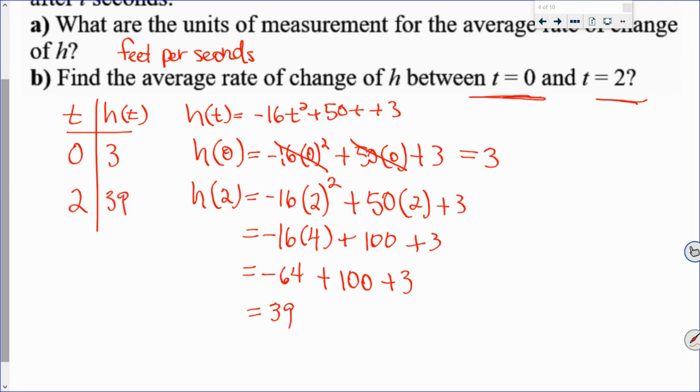So at 2, my function is 39. H of 2 is 39. Now, you could put that in your graphing calculator and press second function table and it will do the math for you. Y'all know that.